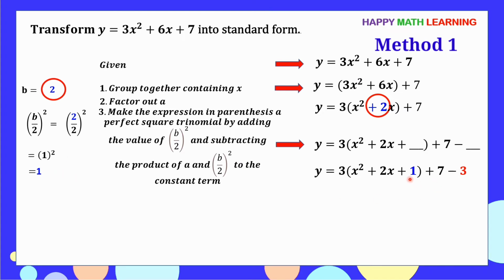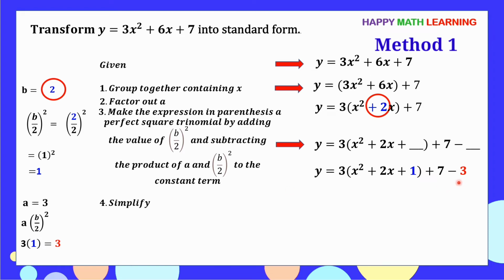Para malaman kung ano ang ating value na isusubtract, get the product of a and 1/2 b squared. The value of a is 3. Substitute 3 and the value of 1/2 b squared is 1. 3 times 1 equals 3. Therefore, we subtract 3 from the constant term.